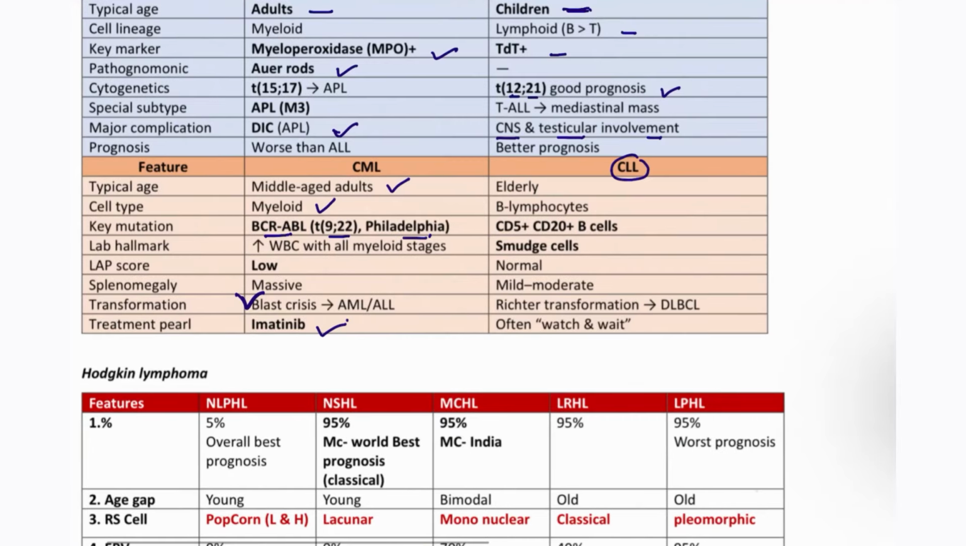CLL, the patient is mostly elderly, you are going to see the smudge cells, and CD5 CD20 B cells will be positive, and Richter transformation can also be triggered, which can form a lymphoid leukemia. Transformation will also be seen in patients of CLL.